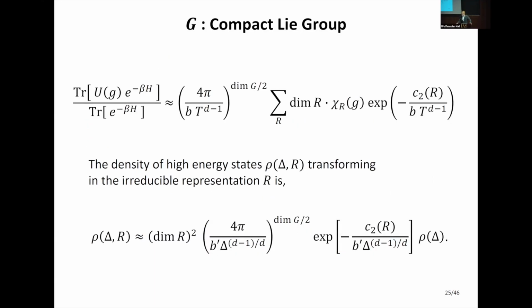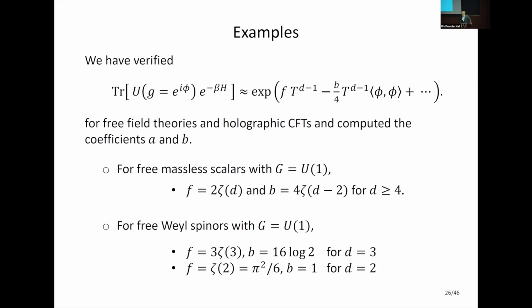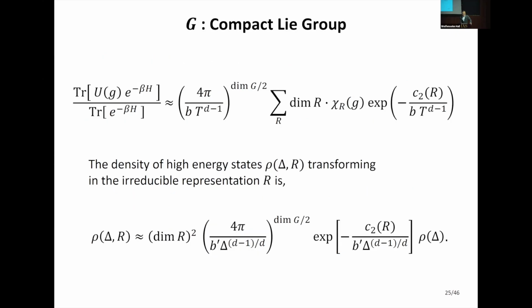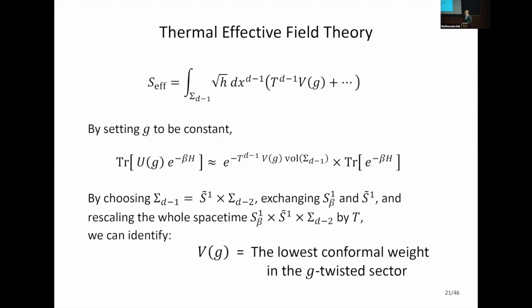Does it apply to, let's say, a higher dimensional sphere? The case when you have S1 times the sphere. Yeah, well, here this formula is true for S1 times any compact geometry. What do you mean by sphere? You have the spatial manifold is just S3. Yeah, so it works. This is an important point of thermal effective field theory.